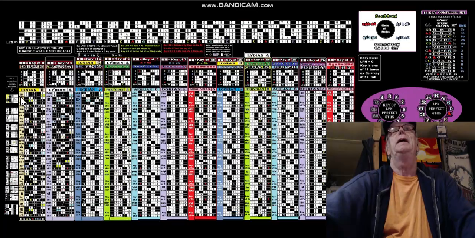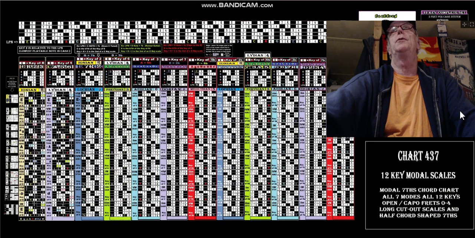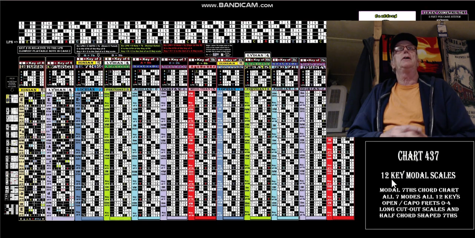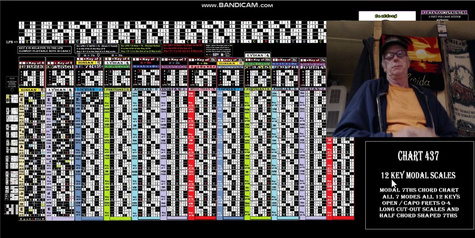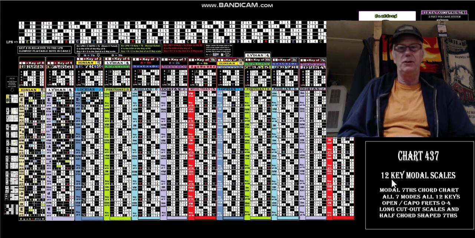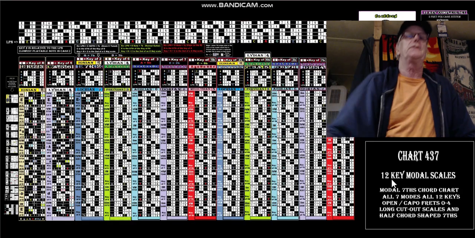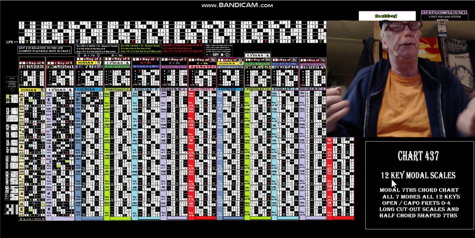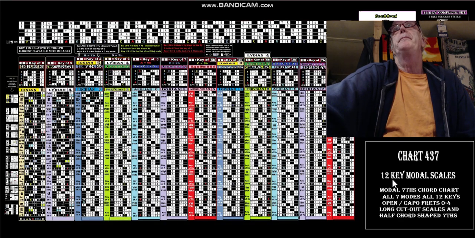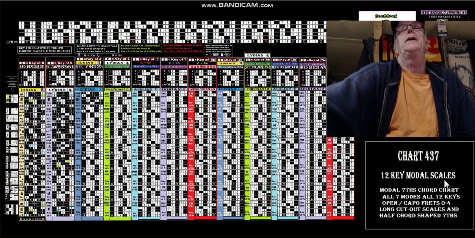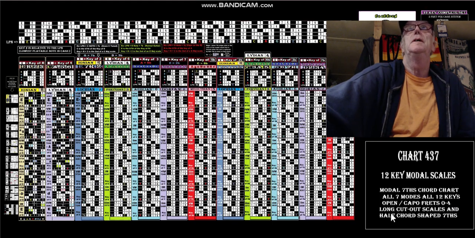This is chart 437. This is a really great chart. It doesn't matter if it's not a really even number like 437, or chart 500 or 400, but those start to play with your head. 12 key modal scales, modal 7th chord chart, all 7 modes, all 12 keys, open capo frets 0 to 4, that's 5 frets per cage. By definition, long cutout scales and half chord shaped 7ths.